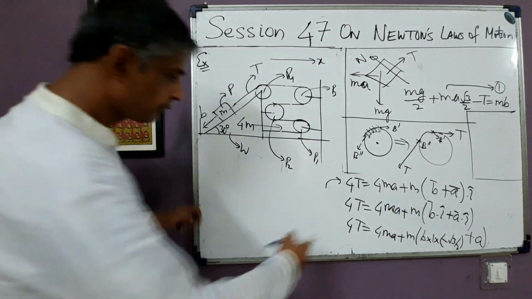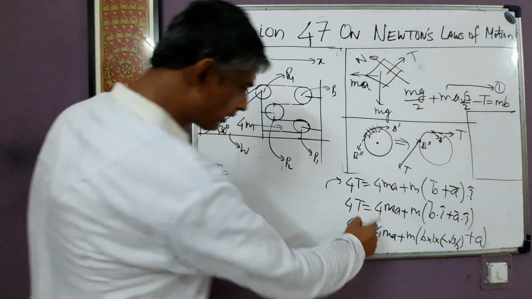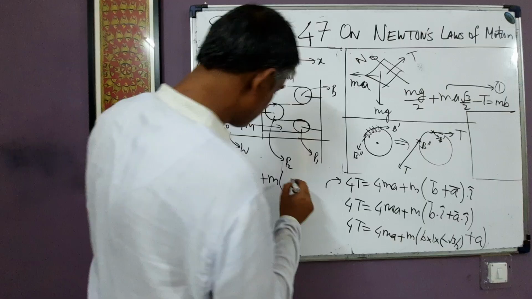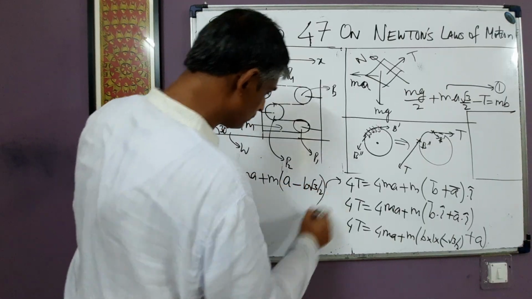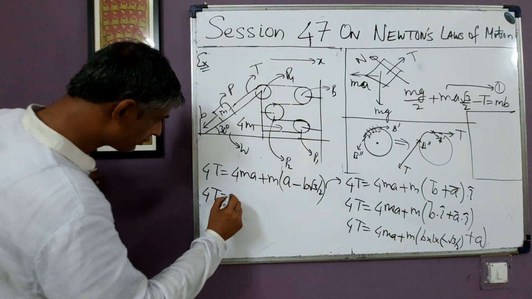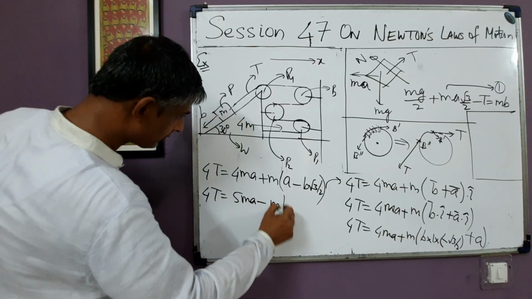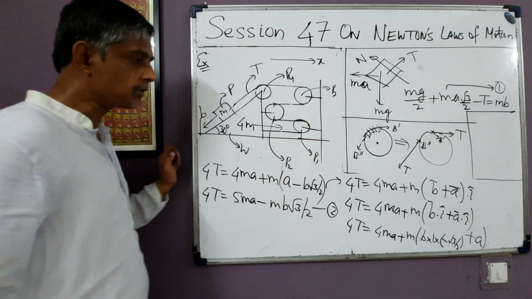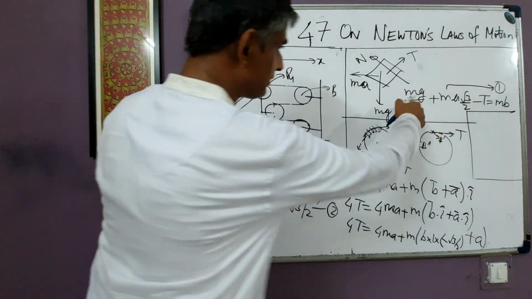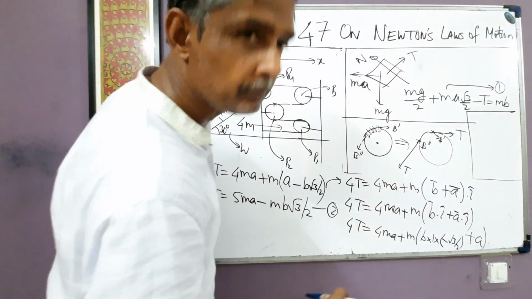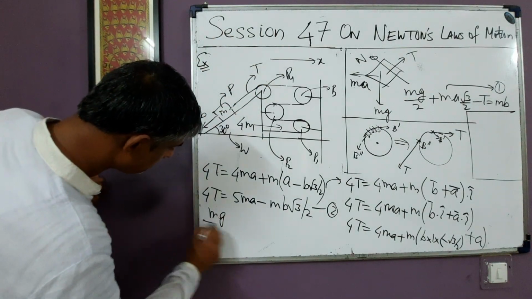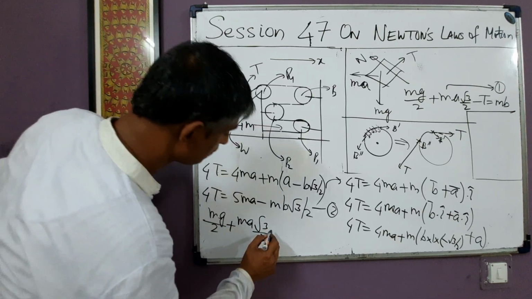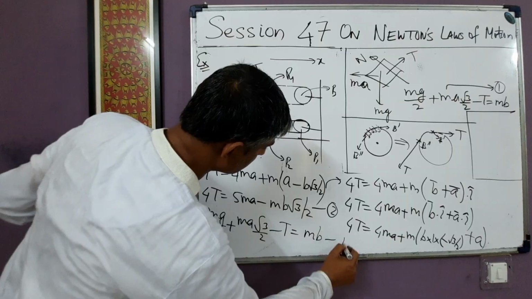Simplifying, we get 4T is equal to 4ma plus m times (a minus b root 3 by 2). So I simplify it and get 4T equal to 5ma minus mb root 3 by 2. This is the combined equation of motion for the wedge plus block in the rightward direction. And this equation I'll write here again for the sake of reference: mg by 2 plus ma root 3 by 2 minus T is equal to mb. This is the first equation.